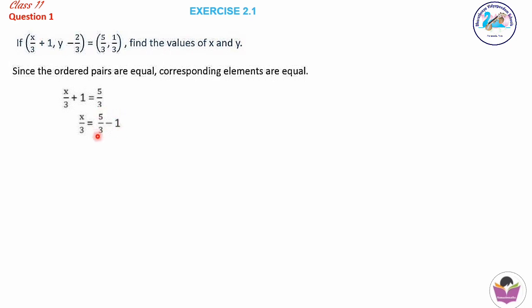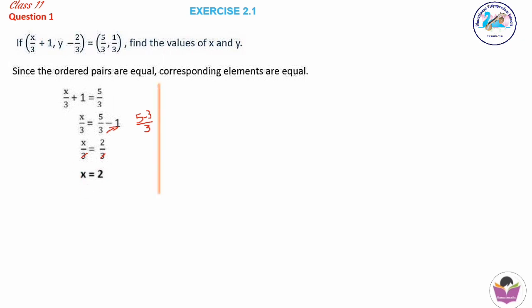On the right hand side a little calculation is there, which I will show you. We have to take 3 as the common LCM, and this 3 we have to multiply with 1. So the numerator is 5 minus 3 into 1, which is 3. So that is the calculation here: 5 minus 3 divided by 3. That is, x/3 is equal to 5 minus 3, which we calculated, that is 2/3. Here 3 is the common denominator on the left hand side and right hand side. These two we can cancel, and finally we get x is equal to 2. So we have got the value of x.